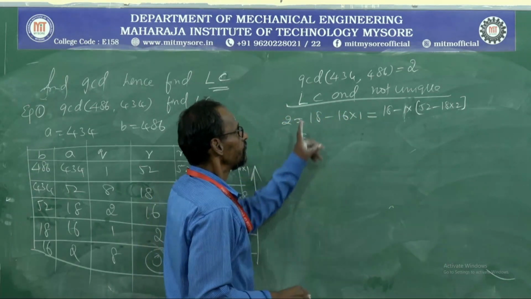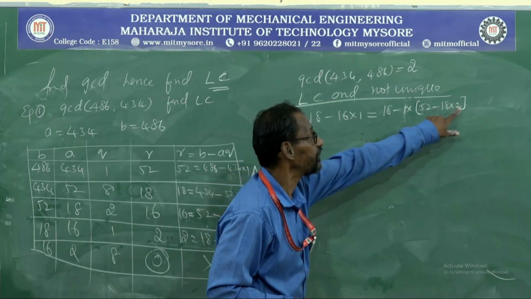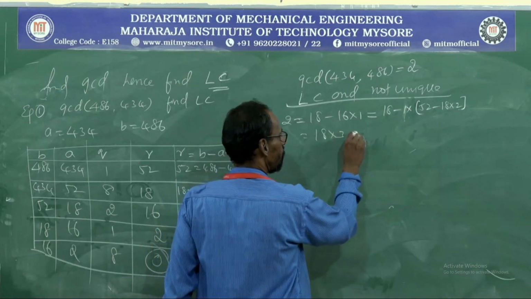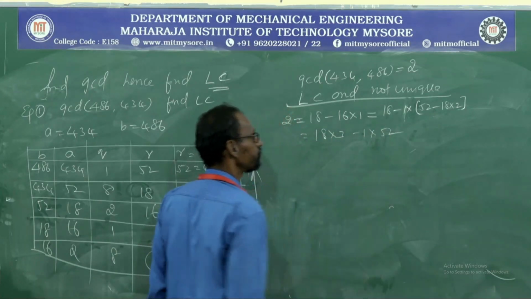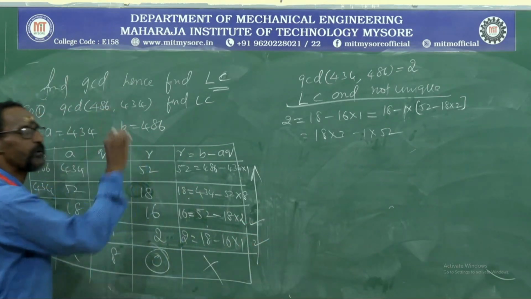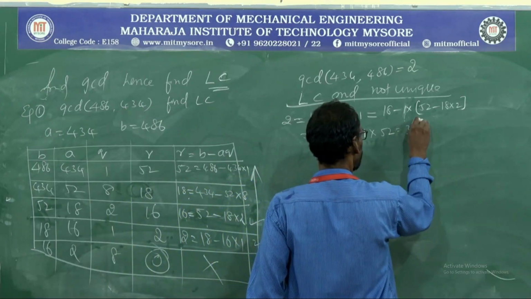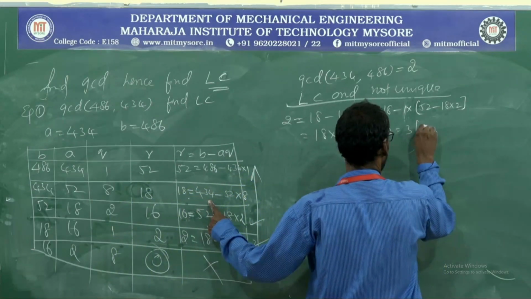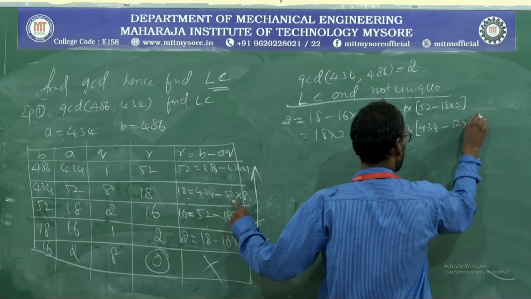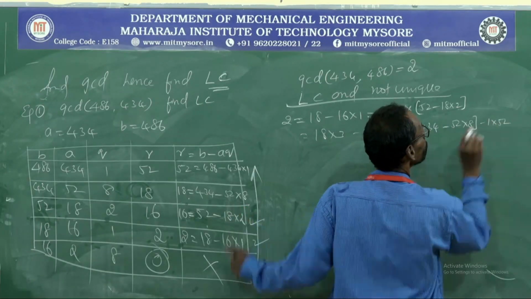Simplify 18 minus into minus plus 18 into 2. We can write 18 into 3 minus 1 into 52. Now replace 18: we can write 3 times 434 minus 52 times 8, minus 1 into 52.